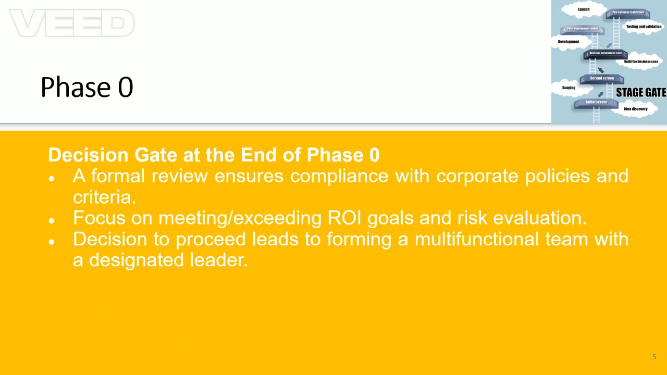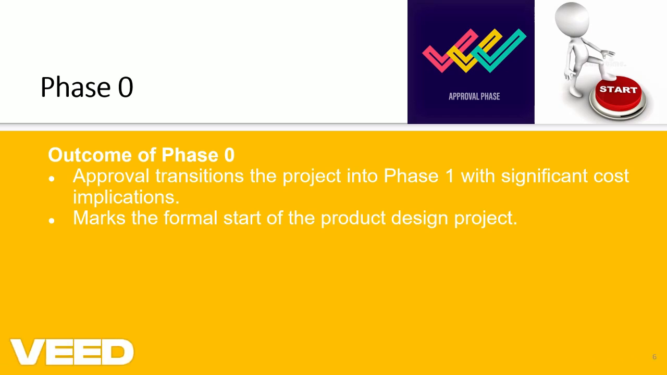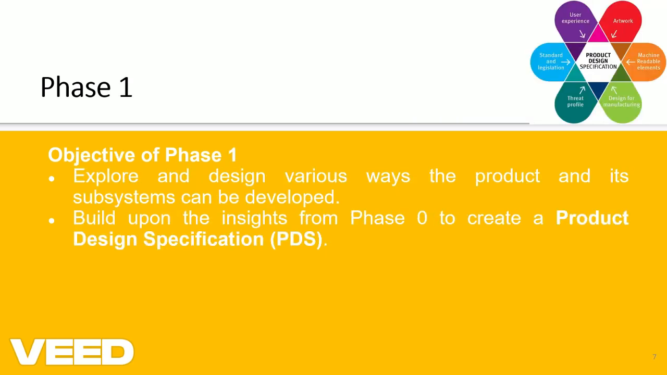In phase zero, after a review, you have to ensure that your corporate policies and criteria are fulfilled, and that you are getting the ROI, return on investment, and that the risk evaluation has been done. Then you can proceed to give leadership to the multifunctional team to handle their roles. The outcome of phase zero is that, with this approval, the project can be pushed to phase one with significant cost implications, and this formally kickstarts the development phase. That is, we move to phase one.